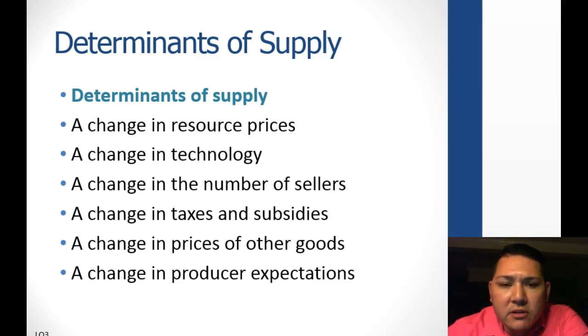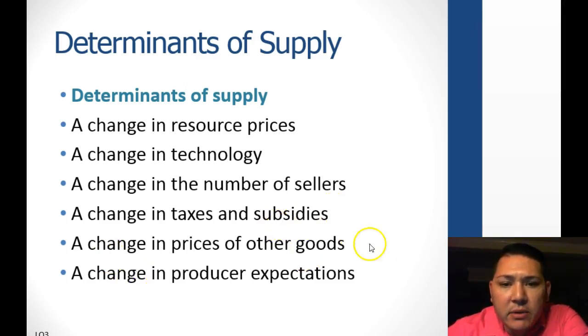The number of sellers: supply increases with the number of sellers increasing, because there are more people selling the product. Economic profits in the market draw producers from less profitable markets into this market. And conversely, if the number of sellers decreases, supply decreases.